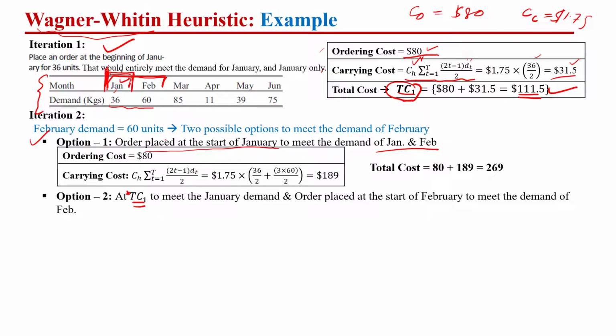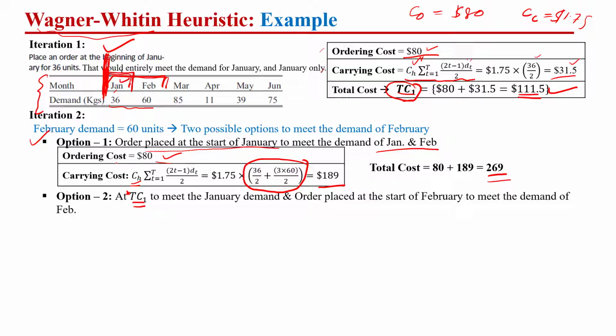So against the first option, when the planning horizon is 2, which means we are placing the order or producing the quantity at the start of January in order to meet the demand of January and February, the order cost is going to be 80, and the carrying cost for the planning horizon 2 is the per unit carrying cost multiplied by the average inventory for the planning horizon 2, which is 189. So 80 plus 189 is going to be 269, right? That is if we are going to place or produce the quantity at the start of January.